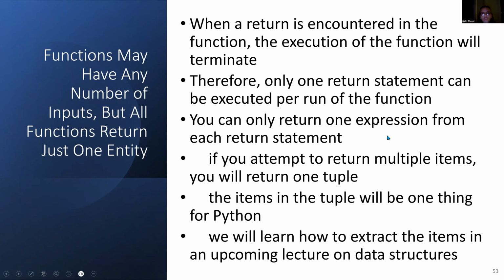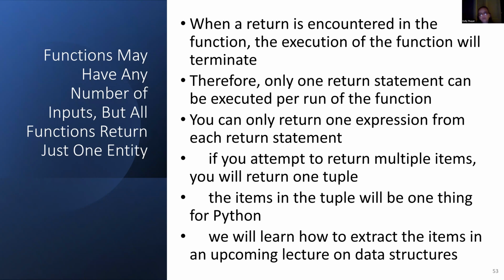You can only return one expression from each return statement. So if you attempt to return multiple items, you will return just one tuple, or we'll also see one list, which we'll talk about more than tuples, which is a data structure. Both of them actually are data structures. The items in the tuple will be one thing, in terms of how Python thinks about it. So we'll learn how to extract the items in upcoming lectures, but still you can only return one thing.